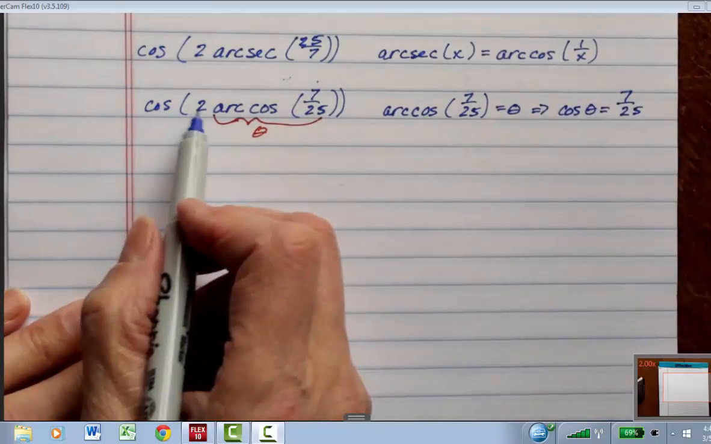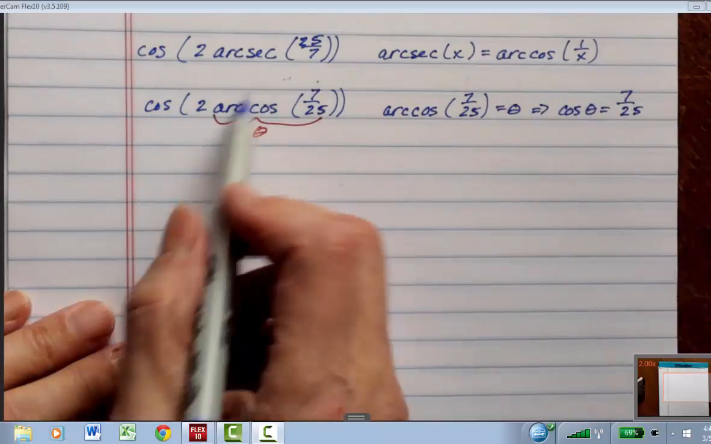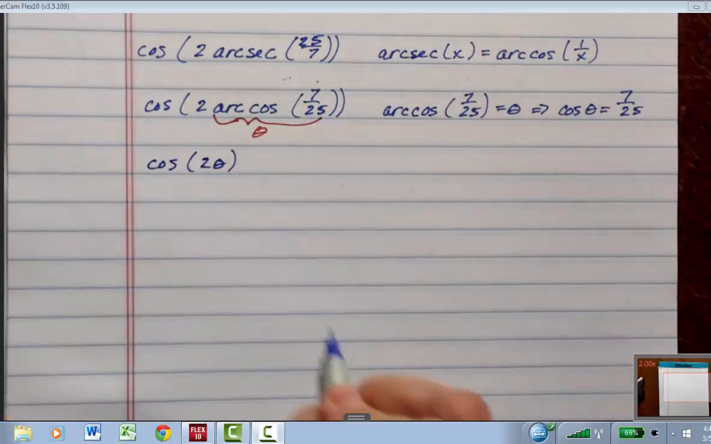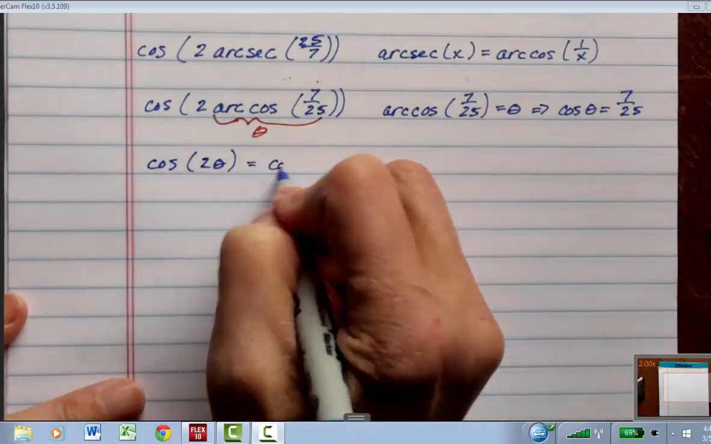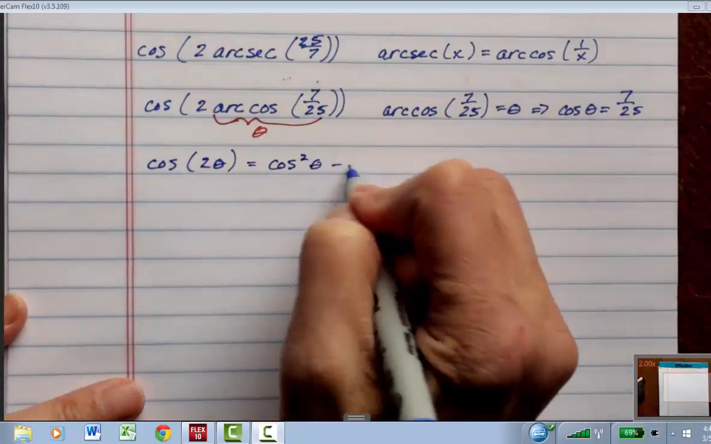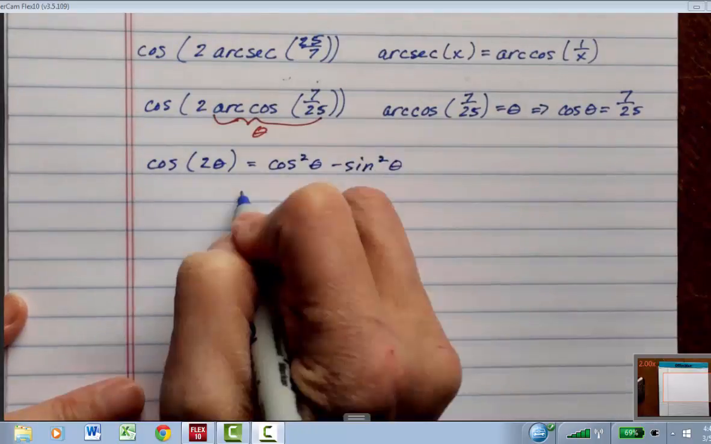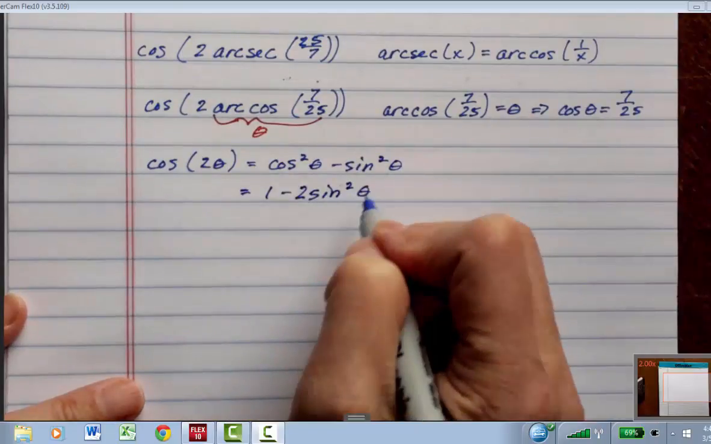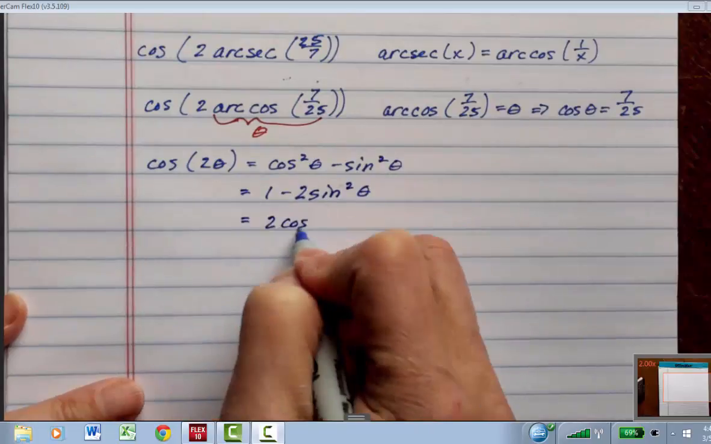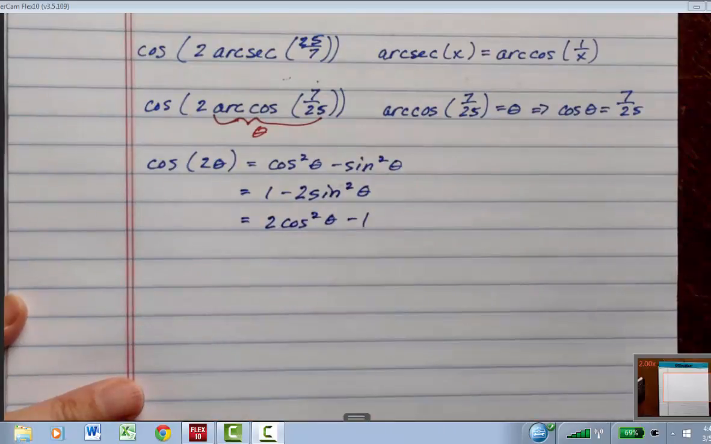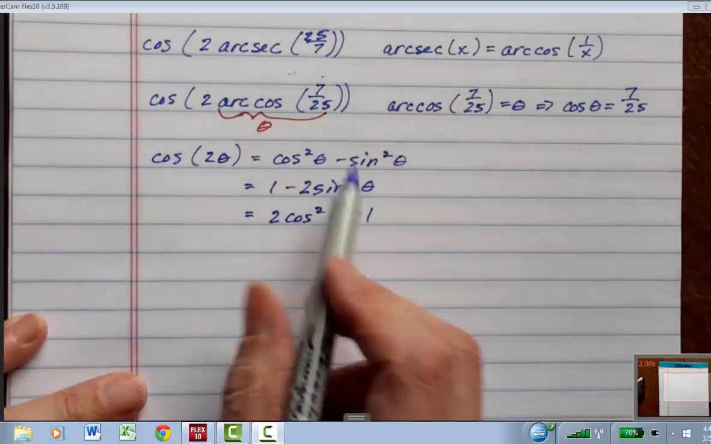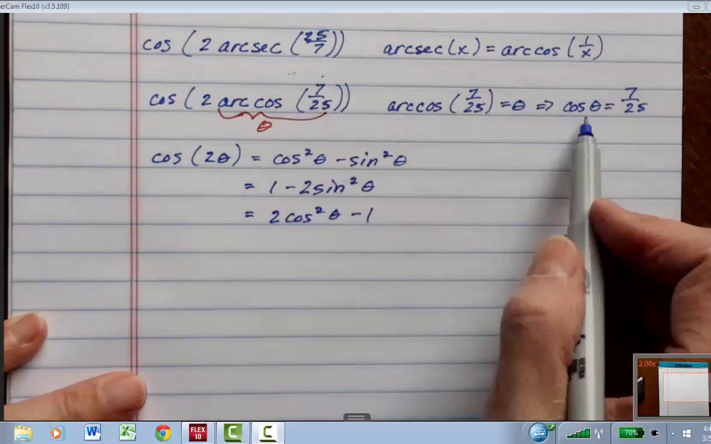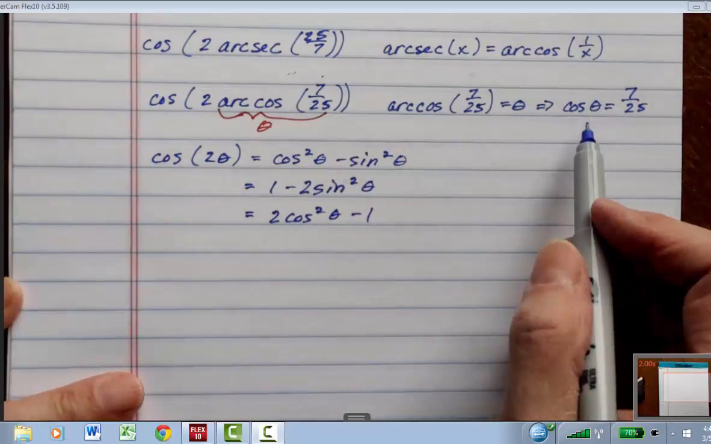There are 3 identities I can use for the cosine of 2 theta. The first one is cosine squared theta minus sine squared theta. The second identity is 1 minus 2 sine squared theta. And the third identity is 2 cosine squared theta minus 1. I could use any one of these 3 identities. I already know what cosine theta is. The first 2 identities would involve me trying to solve for sine theta, so I don't want to do that if I don't have to. I'm going to use the third identity.